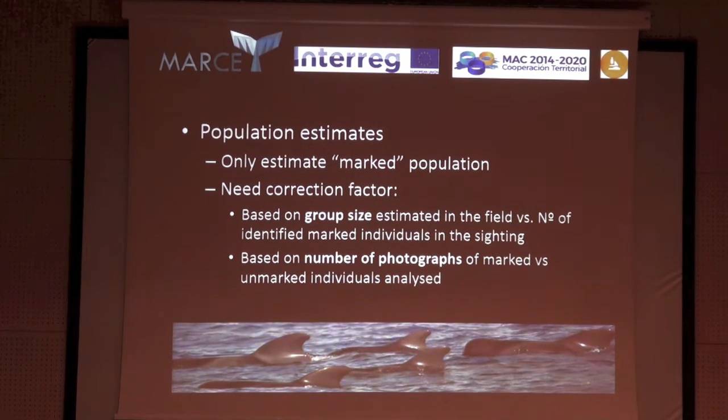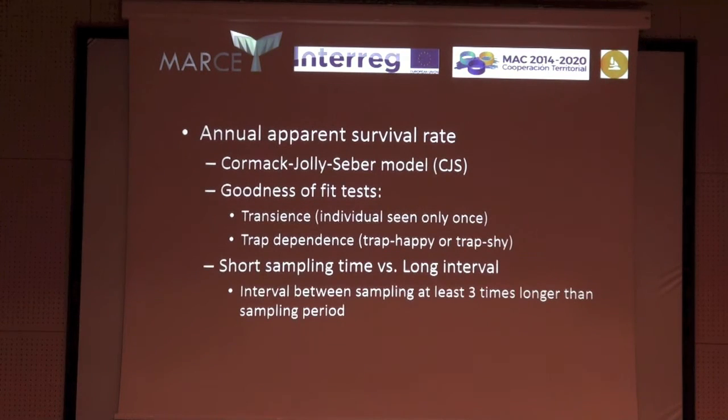And so that gives you a percentage of the marked individuals in your population. Or you can also base it on the number of photographs that you have of marked and unmarked individuals that you have analyzed. Okay, so this is why it's also very important to take pictures of all the individuals, no matter how the marking level is, because otherwise you cannot apply this type of correction factor afterwards.